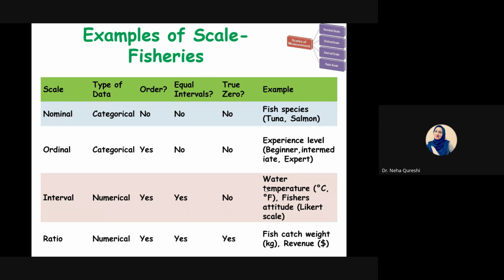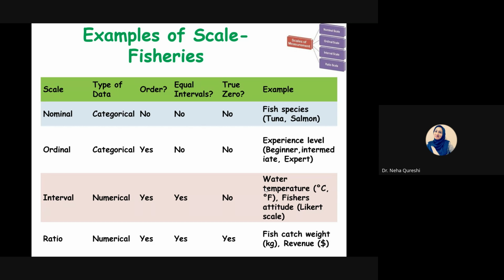Then comes the interval scale. In the interval scale, the type of data is numerical. There is order also, there are equal intervals also, but there is no true zero. For example, water temperature. True zero does not have any meaning in terms of this. Then fishers' attitude also. Fishers' attitude on a Likert scale, zero means nothing. That does not mean that they do not have any kind of attitude. So that is the meaning of true zero.